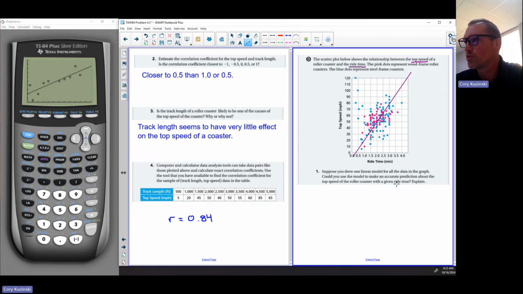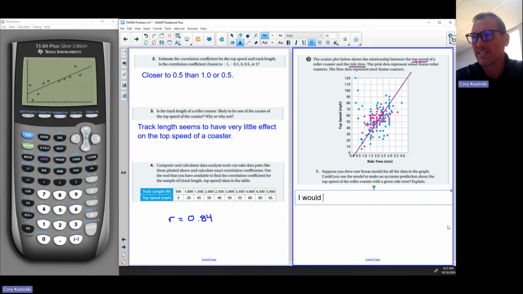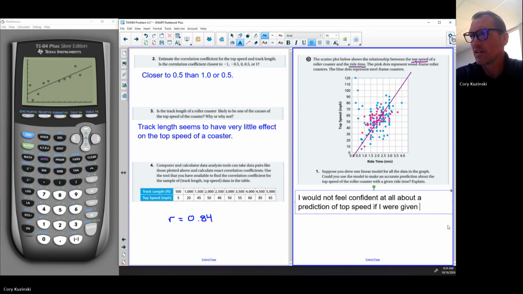All right. Could you use the model to make an accurate prediction? I would not feel confident at all about a prediction of top speed if I were given the ride time. Points are very spread out from my model.